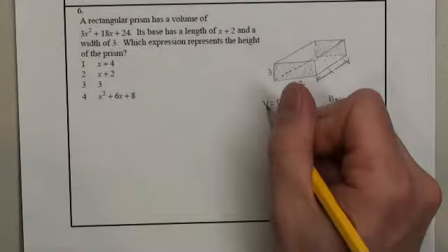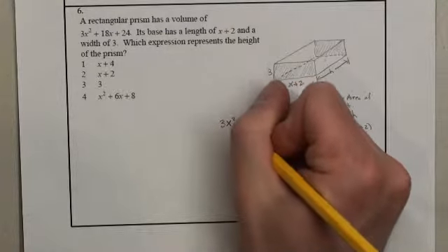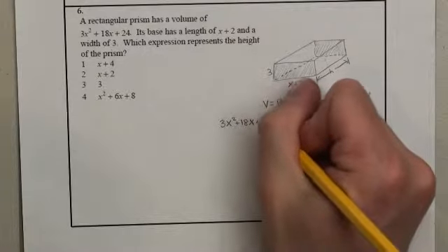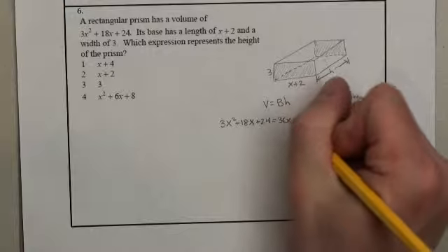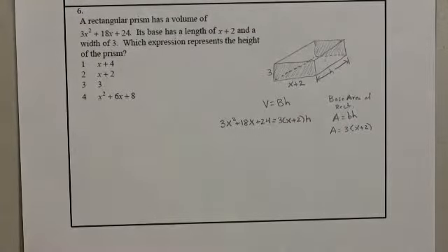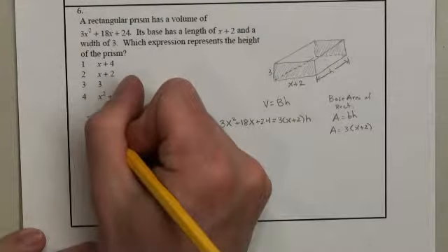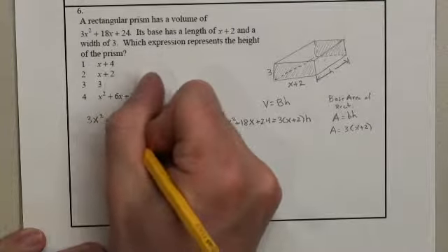So the volume is 3x squared plus 18x plus 24, and that's equal to 3 times x plus 2 times h. So we have to factor this left side. So let's do that over here. This will be a really good review since you guys haven't done this since algebra.